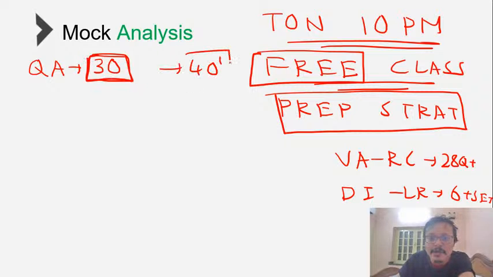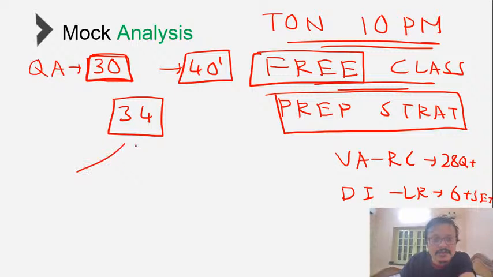So how do I get 30 questions in 40 minutes? First thing, let's assume that there are 34 questions, as per last year's pattern. Let's assume there is no change. In case there are fewer questions, it's always going to play in your favor. So let's assume the worst case scenario is 34 questions.